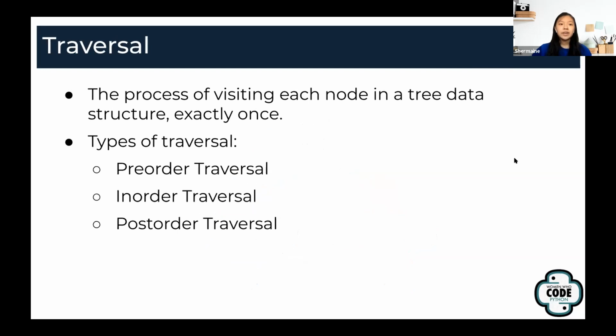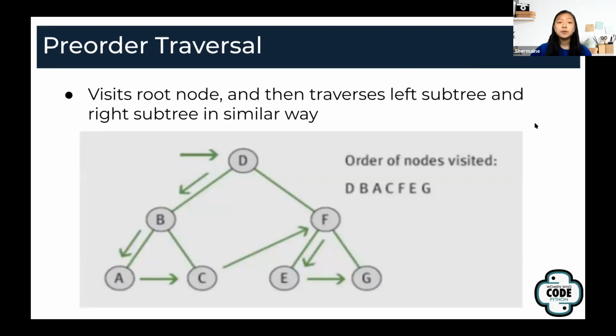So next, we go into traversal. Traversal is the process of visiting each node in a tree data structure exactly once. So we have different types of traversal. Firstly, we have pre-order traversal, in-order traversal, and lastly, post-order traversal. So let's move into pre-order traversal first.